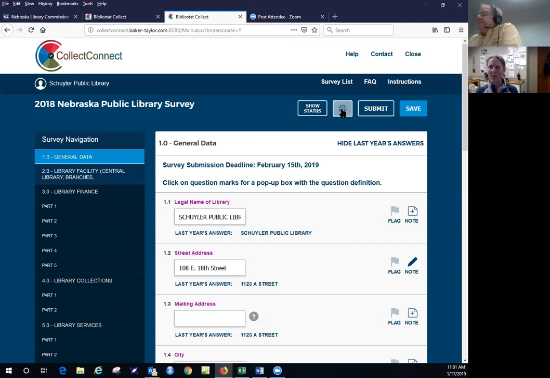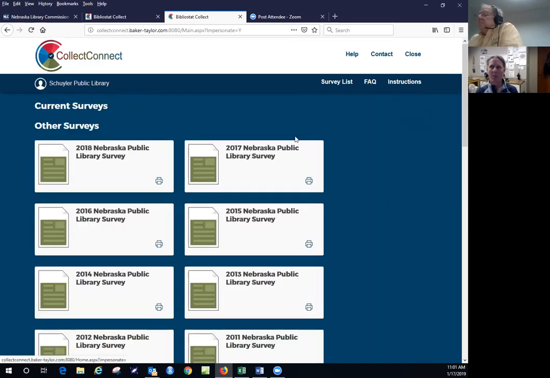Okay. The other thing to keep in mind is you can also print here. Once your survey is locked and submitted, you can print at any time. Like I said, if you go up to that survey list, you can print any prior year survey here. If you have an issue with Bibliostat, once your survey is submitted, I also save a copy locally on our network, just in case something would happen to Bibliostat. We have a backup copy. So I do save a copy of that. Let me see if I can share the screen for the supplemental survey here.